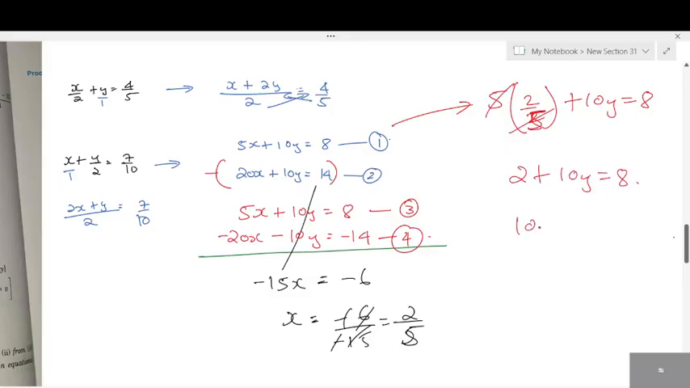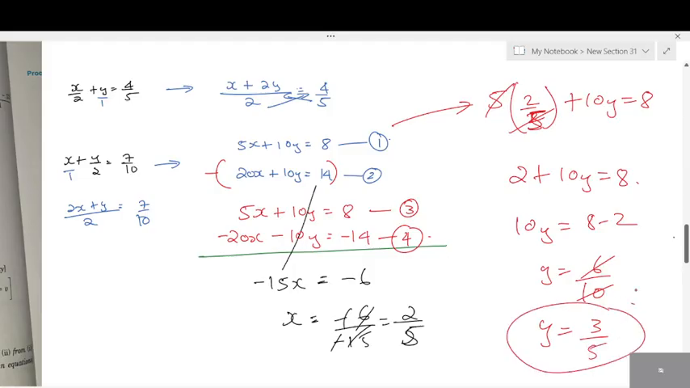Very good. So that is 3 by... Very good. 3 by 5 is the answer.